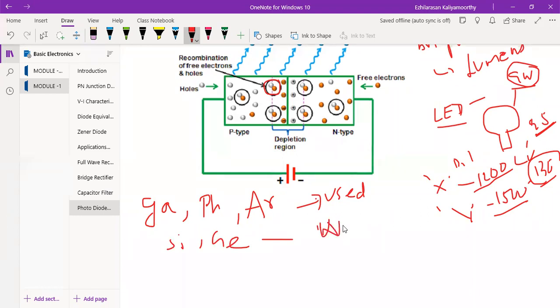You may think, what is the difference from the normal PN junction diode? You may think a normal PN junction diode may also produce light, but no. The only thing is that here we are using gallium, phosphorus, and arsenic materials. You may also use some different materials to produce different colors.